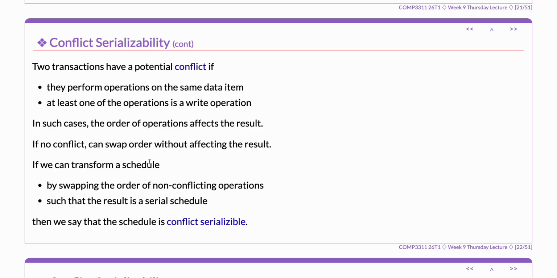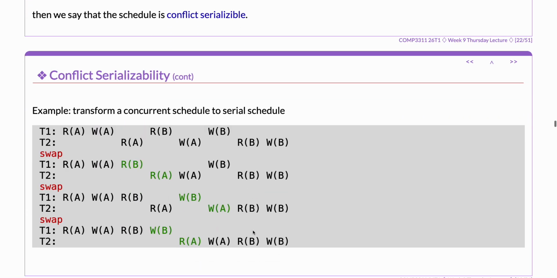So the motivation behind conflict serializability is that we are allowed to swap the order of non-conflicting operations, and for the conflicting operations, we need to keep them the way they are. And if we can swap the order of non-conflicting operations and transform that into a serial schedule, then we're saying that the schedule is conflict serializable.